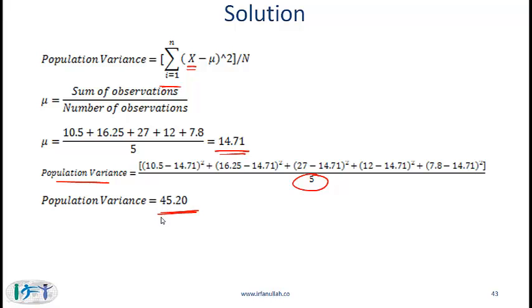If we need the standard deviation, that is simply going to be the square root of 45.20. And notice, by taking the square root of 45.20, we come up with a number which has the same unit as the mean.